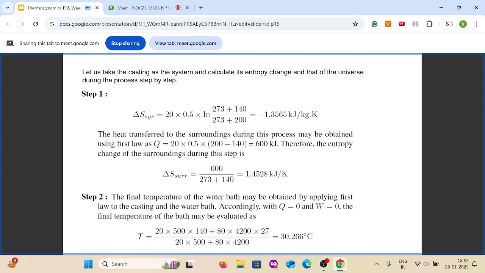So next, you are dipping this into a water bath. What's happening here is your casting, which is at 140 degrees Celsius initially, when you are dipping it in water, cools down and simultaneously it will heat the water. Since this is insulated, the water temperature will rise, and they will reach an equilibrium temperature. So we need to first find out this equilibrium temperature. What we know is m C of the casting and m C of the water and initial temperatures. So doing an energy balance, there is no heat transfer and no work transfer, so your internal energy is the same. Equating the internal energy change of the casting and the water, we can find out the temperature. That will come out to be 30.266 degrees Celsius. So that is the final temperature.